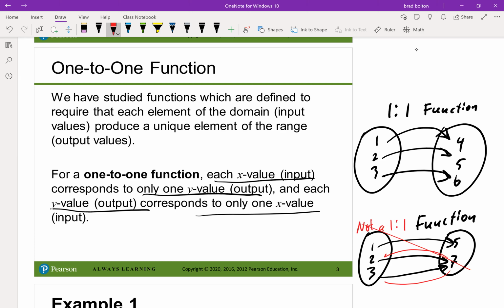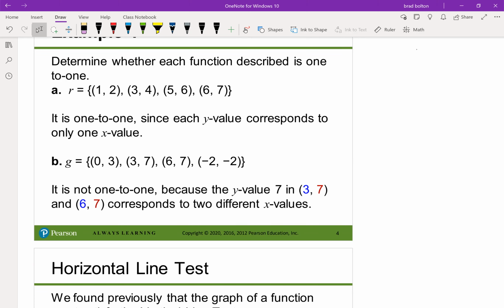So determine whether each function described is one-to-one, okay? So again, does each x go to one y and each y go to one individual x? So for this first one, we see 1 goes to 2, 3 goes to 4, 5 goes to 6, and 6 goes to 7. So yes, this is a one-to-one function since each y value corresponds to only one x value. Now we see here that the 3 goes to 7, right? And this 6 goes to 7, okay?